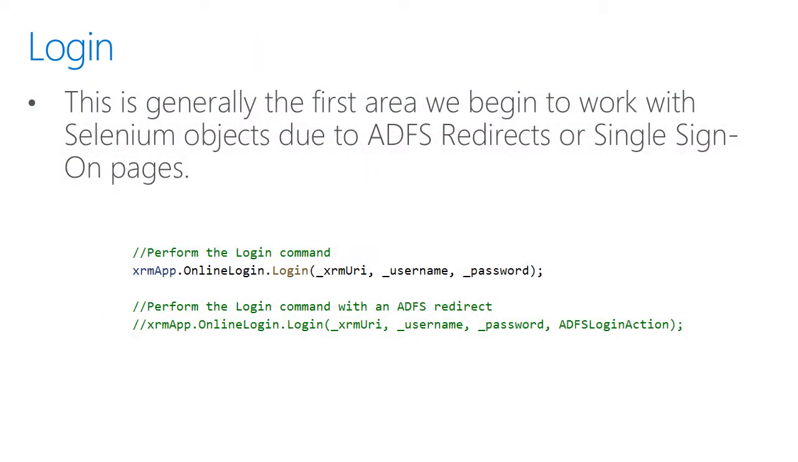One important item to point out when working with login is that this will be generally the first area we begin to work with Selenium due to our ADFS redirect, or what's called the single sign-on pages. The below example shows the typical login flow, which is xrmapp.onlinelogin.login, where we simply pass in a URI, our username, and our password. However, with an ADFS redirect, we have an additional argument to pass in, which will be a method that we will cover a little bit later called the ADFS login action.